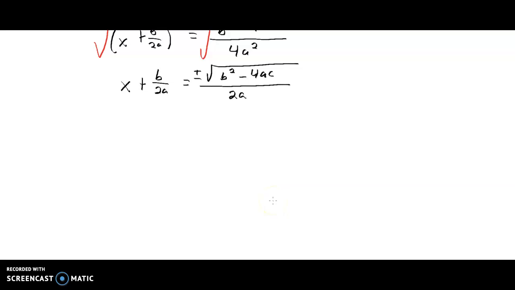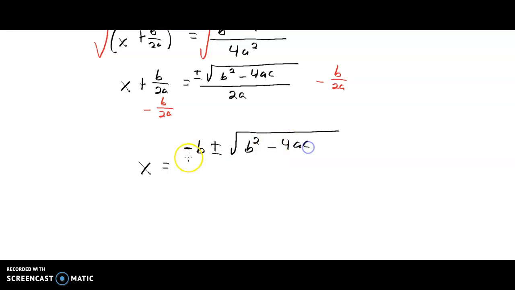Next up, I want to move this b over 2a over. So I'm going to subtract b over 2a from both sides. So I have now solved, and I have my x is equal to, I'm going to rearrange this a little bit just so it's the way it's written. I have negative b plus or minus the square root of b squared minus 4ac divided by 2a. I can now use this formula in order to solve any of my problems.